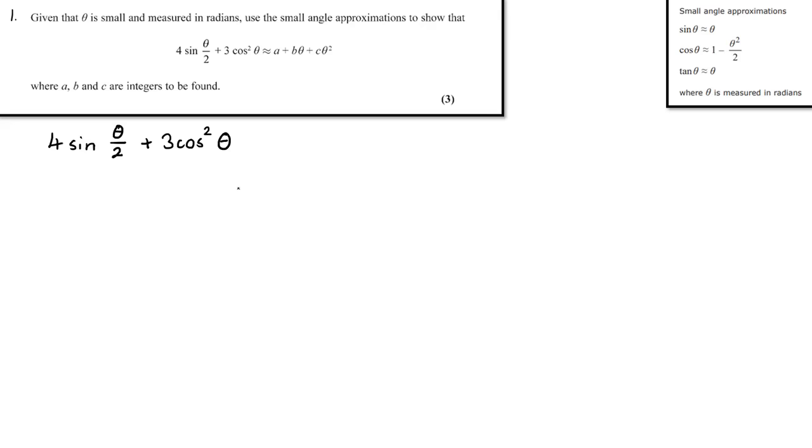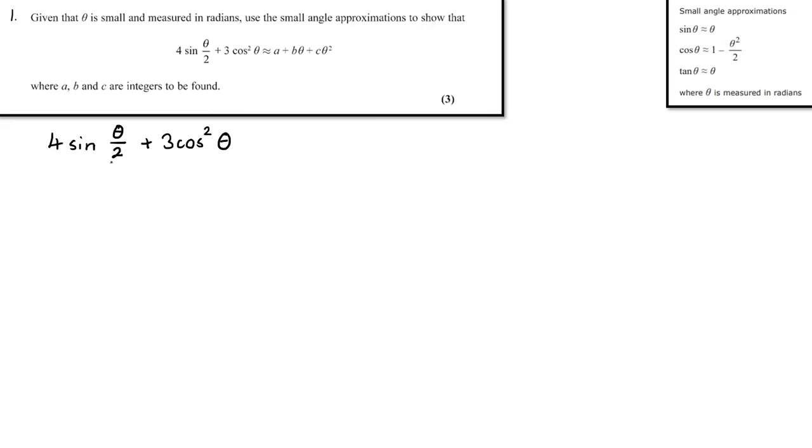What we need to do here is use the small angle approximations for sine, because we have the function sine, and we also have cosine. This cosine is squared, but we don't need to worry about that too much. We'll get to that in a moment. We start with the sine theta approximation, and we notice that this is 4 sine theta over 2, so we have this coefficient of 4. All that means is we're going to do 4 times the approximation.